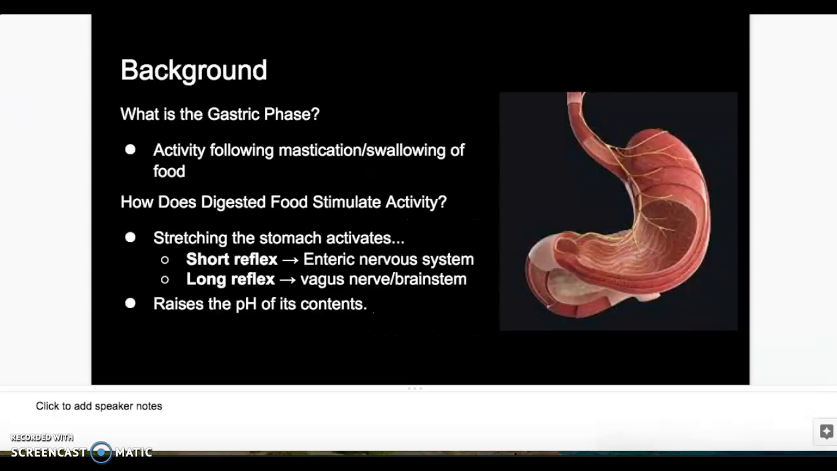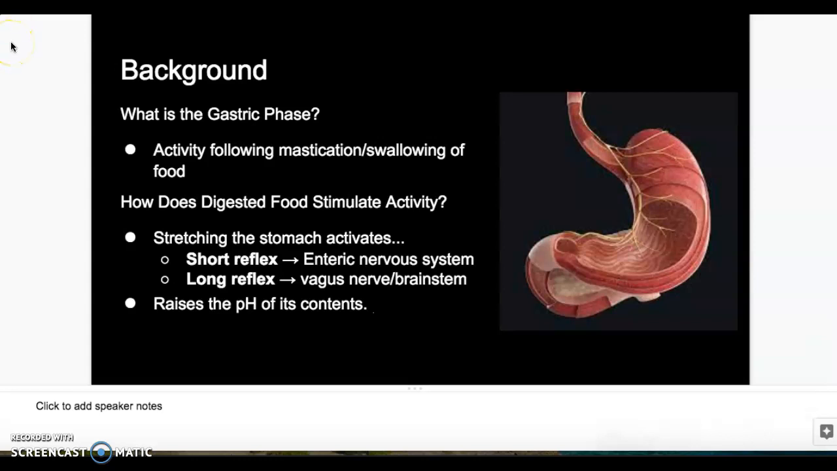And to start, I'm going to talk about a little bit of background information about the gastric phase. So the gastric phase is the phase of digestion in the stomach that follows activity of mastication and swallowing of the food. So this occurs when the food actually enters the stomach.